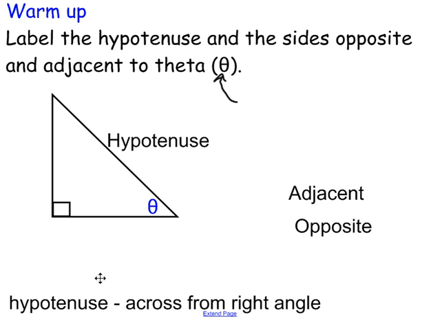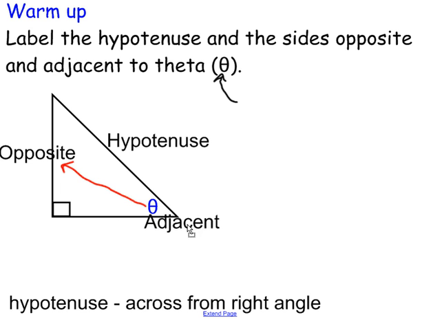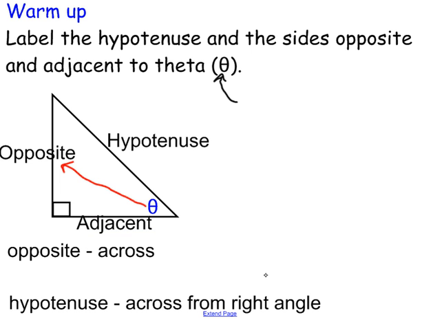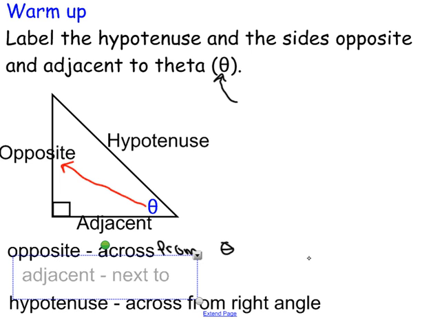You can find the hypotenuse by looking across from the right angle. The opposite side is across from theta. So here is theta. Go across from it and you'll find the opposite side. The adjacent side is next to theta. So the adjacent side would be here. To summarize, the opposite side is across from theta, and the adjacent side is next to theta.